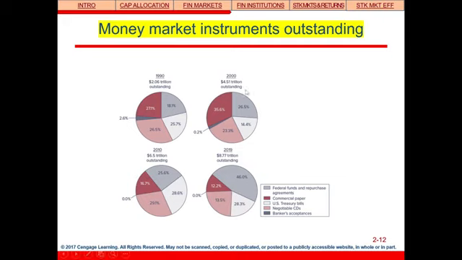And then the dark red area is commercial paper.